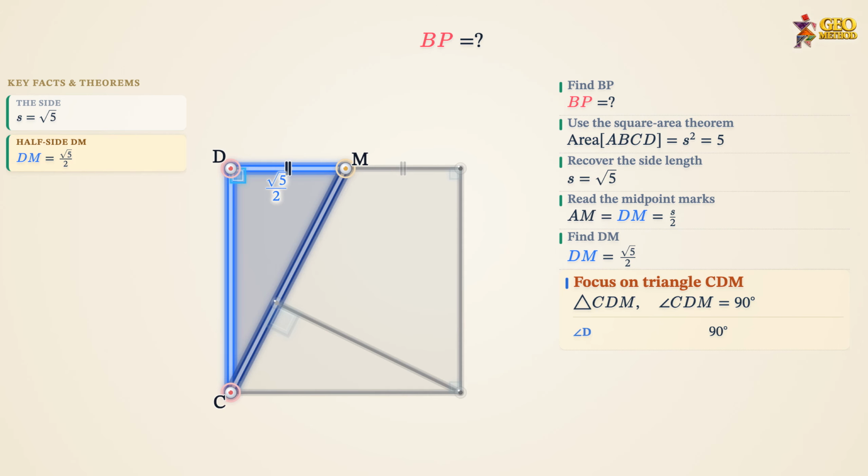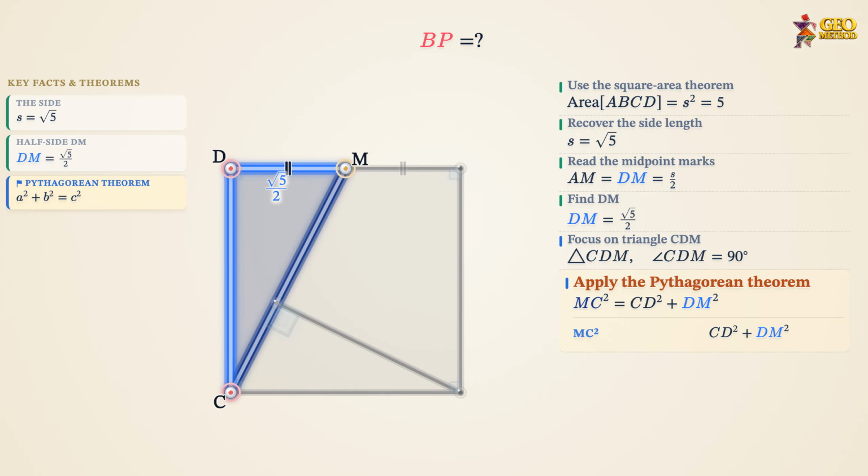Now focus on triangle CDM. The square gives a right angle at D, so segment CD and segment DM are the two perpendicular legs. Apply the Pythagorean theorem once. The hypotenuse segment MC squared equals segment CD squared plus segment DM squared.